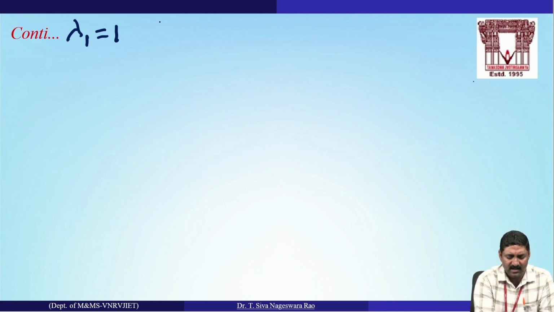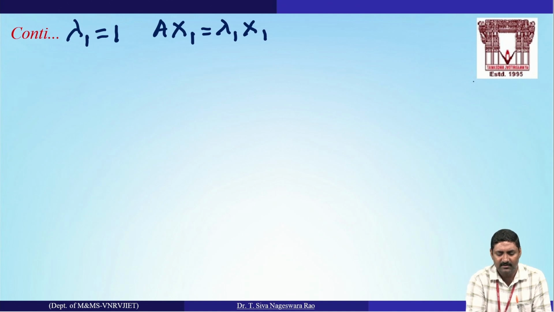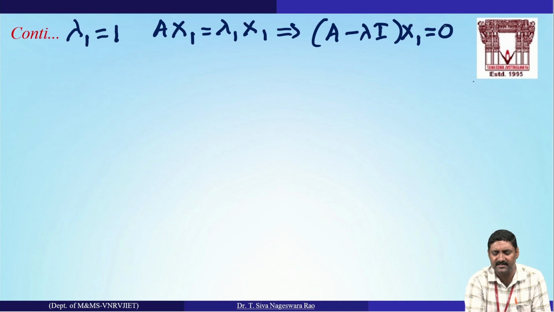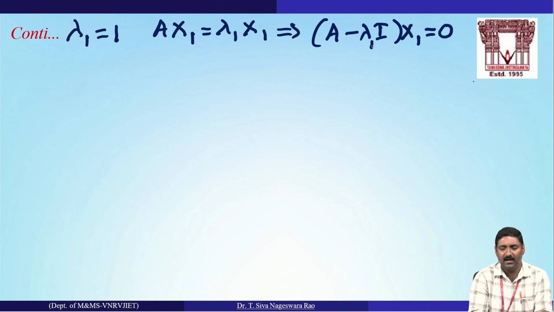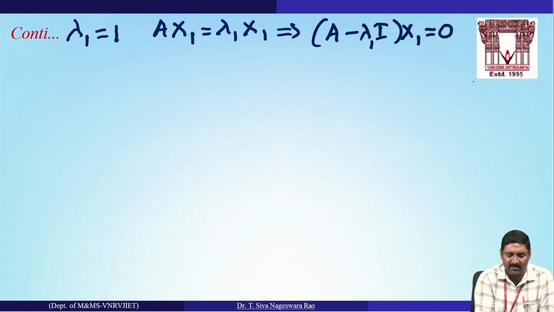So, I will use the definition A multiplied with x1 is equal to lambda 1 multiplied with x1. Here x1 represents the eigenvector corresponding to the first eigenvalue. From this I will write directly A minus lambda I multiplied with x1 is equal to 0. Lambda 1 here. Now here I will write A minus lambda 1 I.